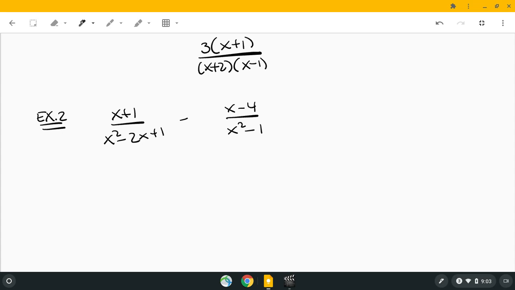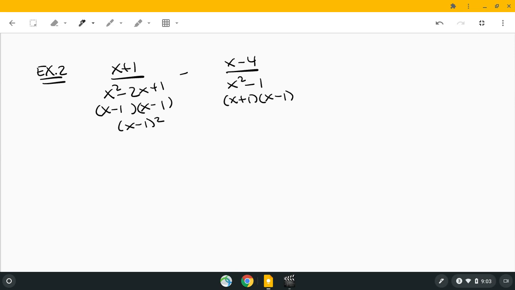All right, we need to factor our denominators. So here it's x minus 1, x minus 1. We have this repeated multiplication, so I'm going to write it as x minus 1 squared. This one, it's perfect squares, so it's x plus 1, x minus 1. I'm going to bring it down here so it doesn't get so cluttered. x plus 1 over x minus 1 squared, x minus 4 over x plus 1, x minus 1.